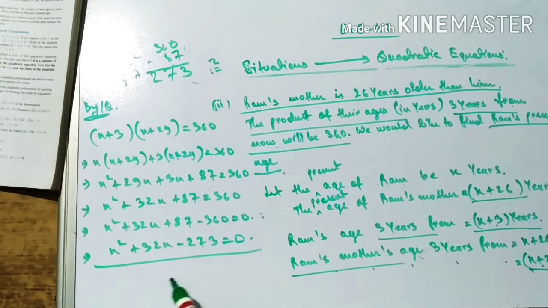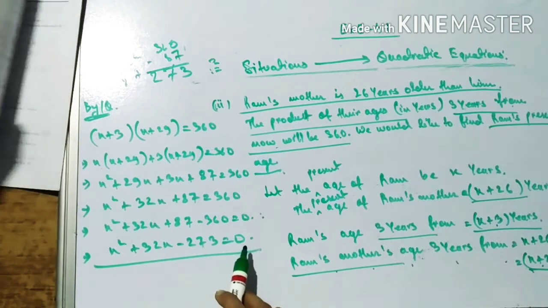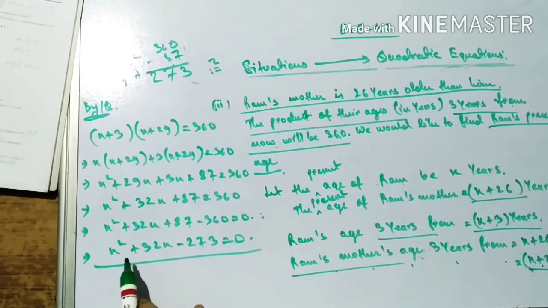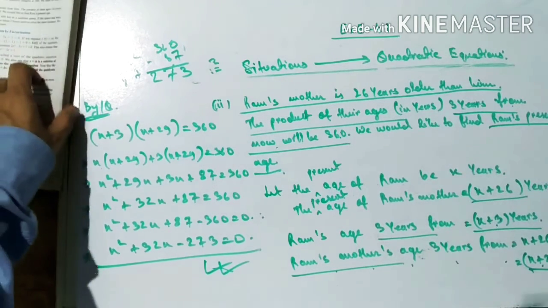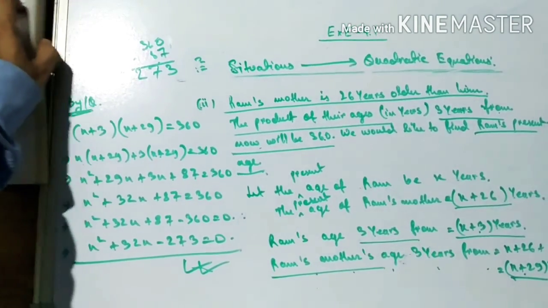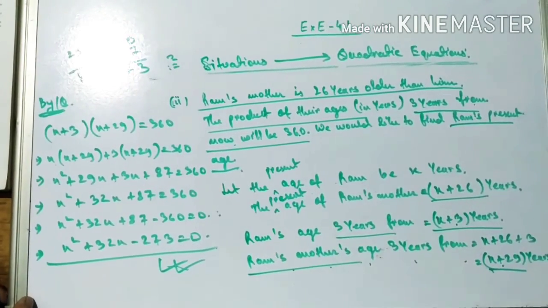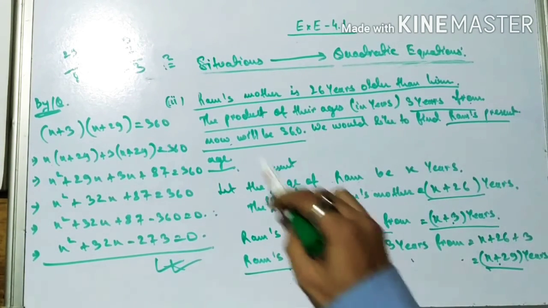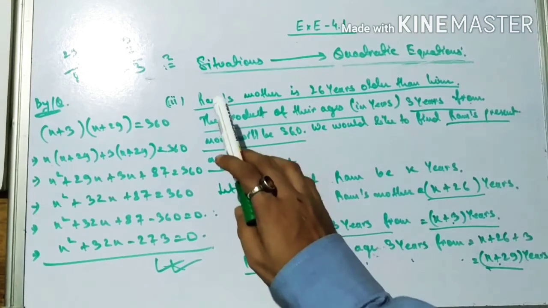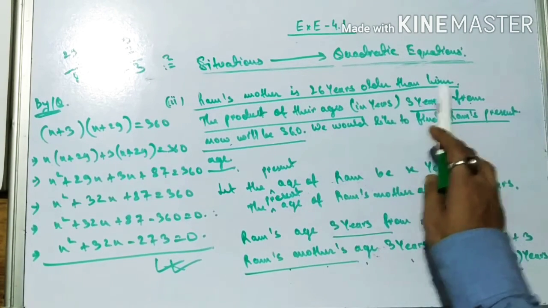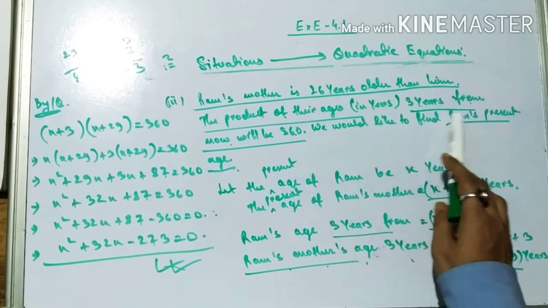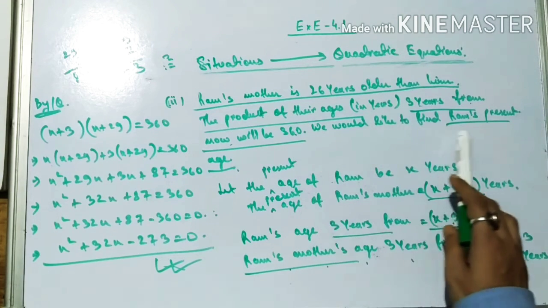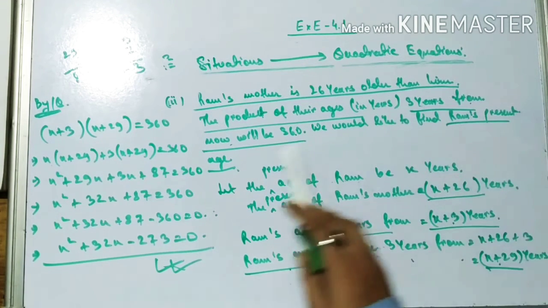Understand? I brought it into the form of ax square plus bx plus c is equal to 0. Let me check the back answer. This is your x square plus 32x minus 273 is equal to 0. Understand? So let me explain the problem one more time. It is a very easy problem. Here it is saying that Ram's mother is 26 years older than him. The product of their ages 3 years from now will be 360. We would like to find Ram's present age.